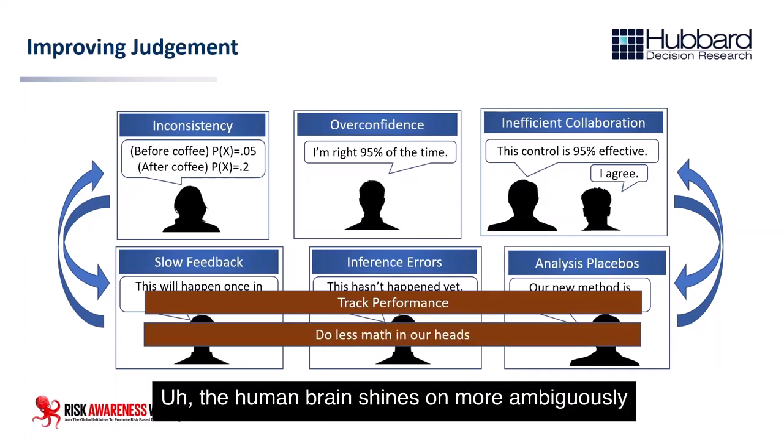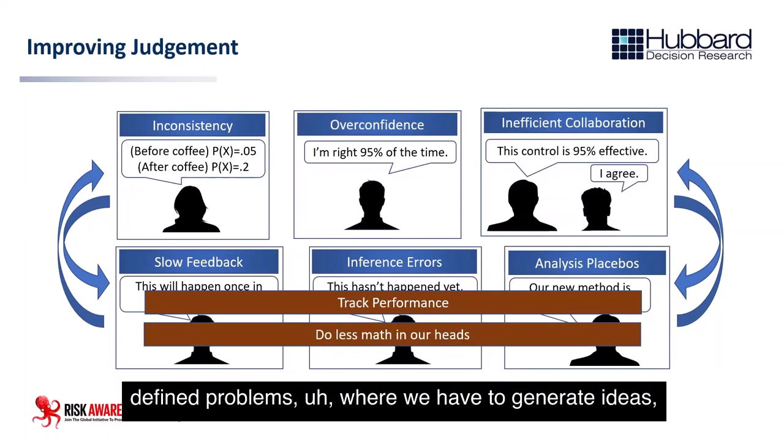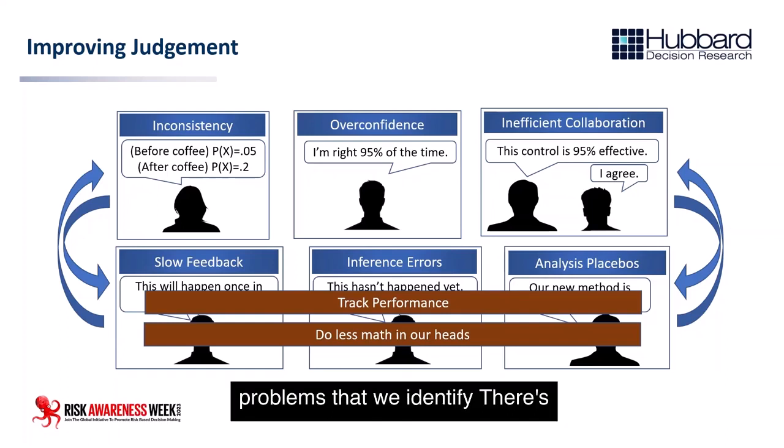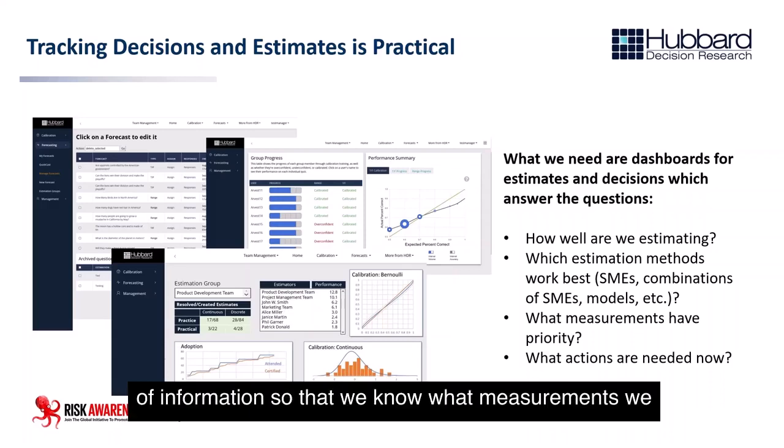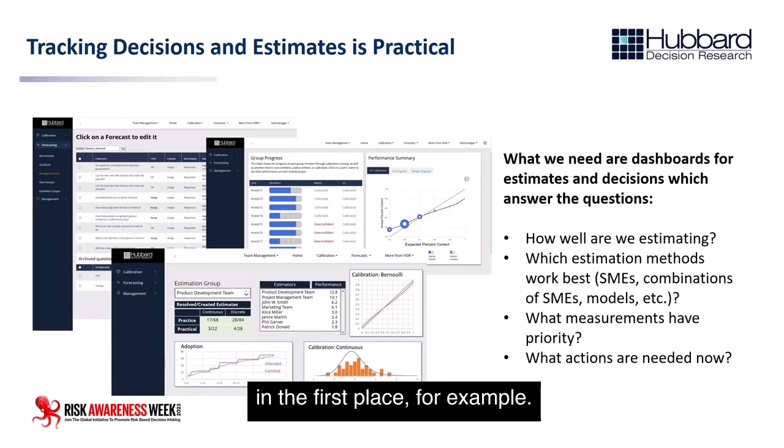The human brain shines on more ambiguously defined problems where we have to generate ideas. How do we come up with the solutions to the various problems that we identify? There's not algorithms for that just yet. Let's have a dashboard that gives us the expected value of information so that we know what measurements we should even include on a dashboard in the first place, for example.